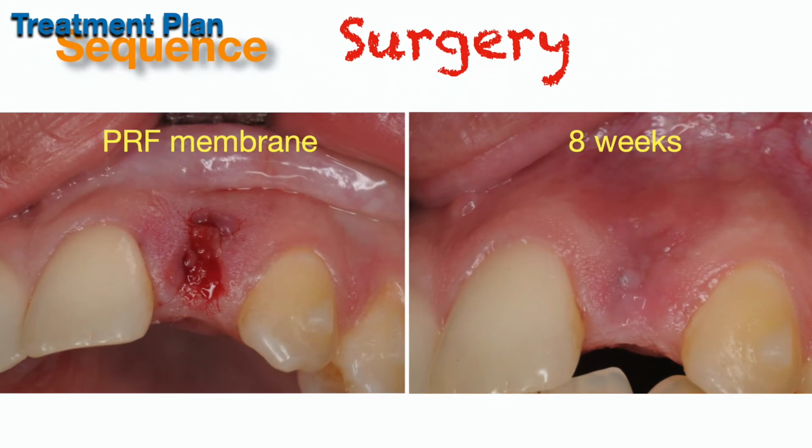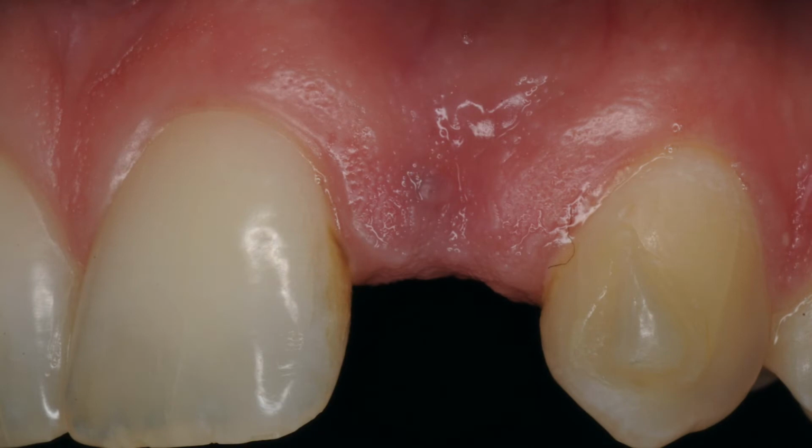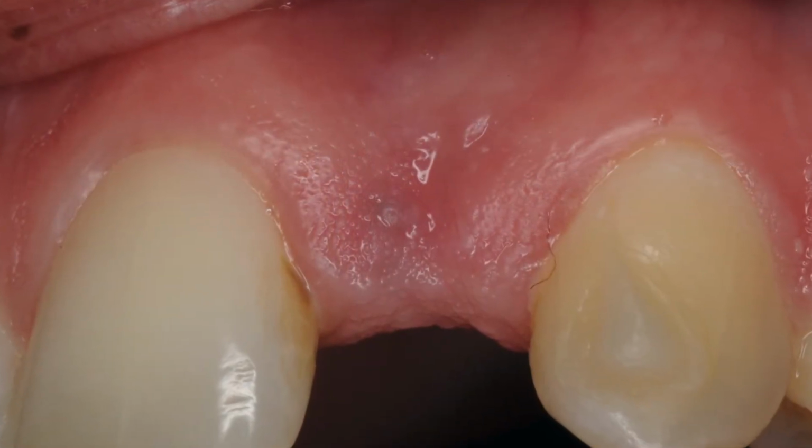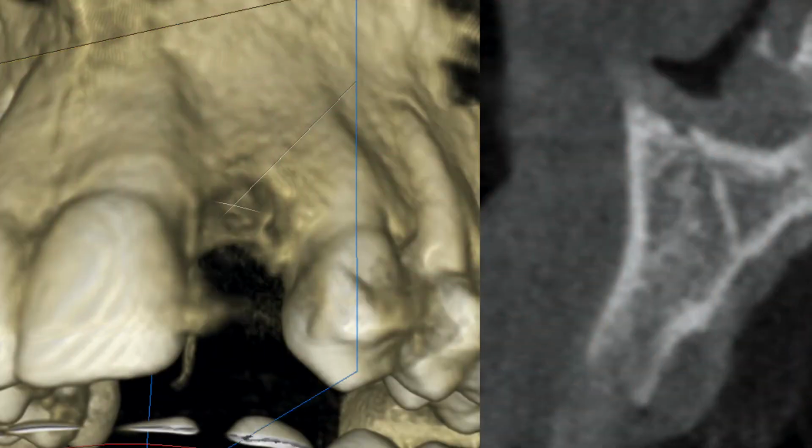Some PRF membrane just to help regenerate, maybe induce some biological regeneration of a soft tissue. 8 weeks later, we start to get a good granulation, epithelialization of the ridge, and the tissue starts to come back. And now we're ready for the implant phase.